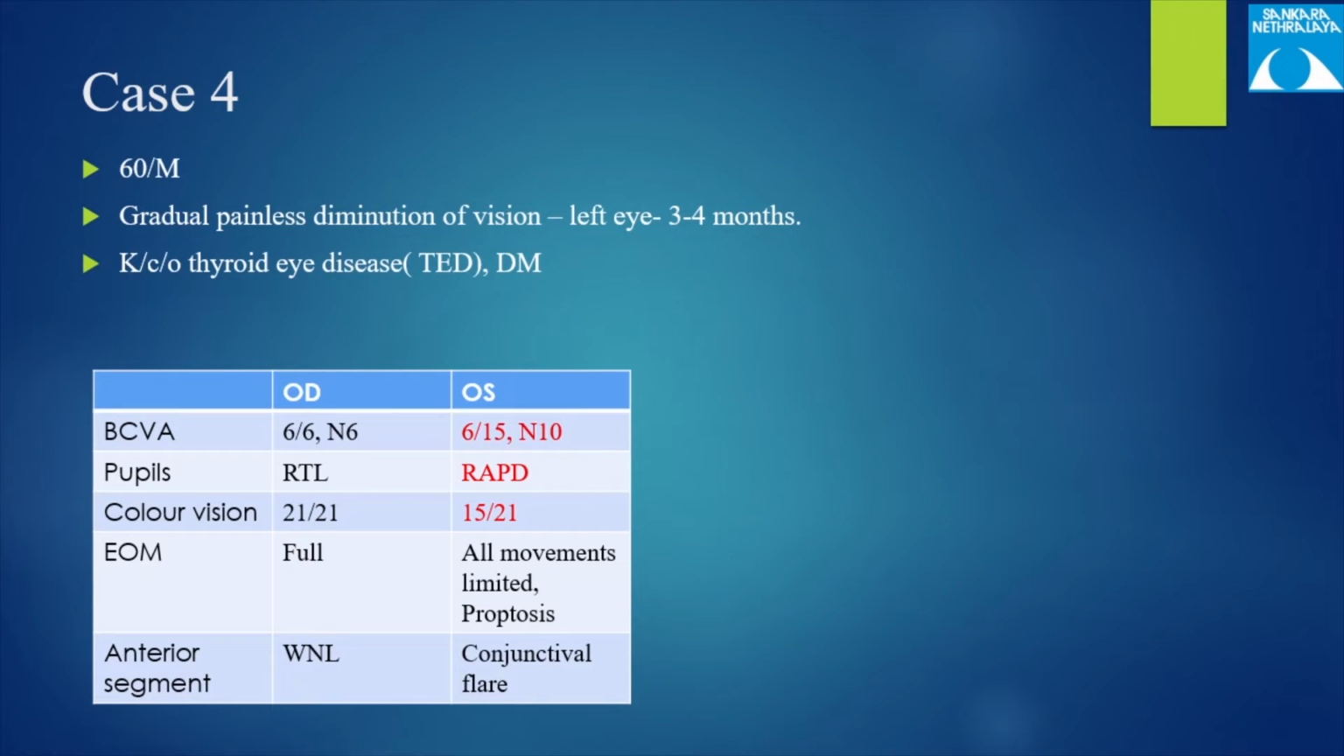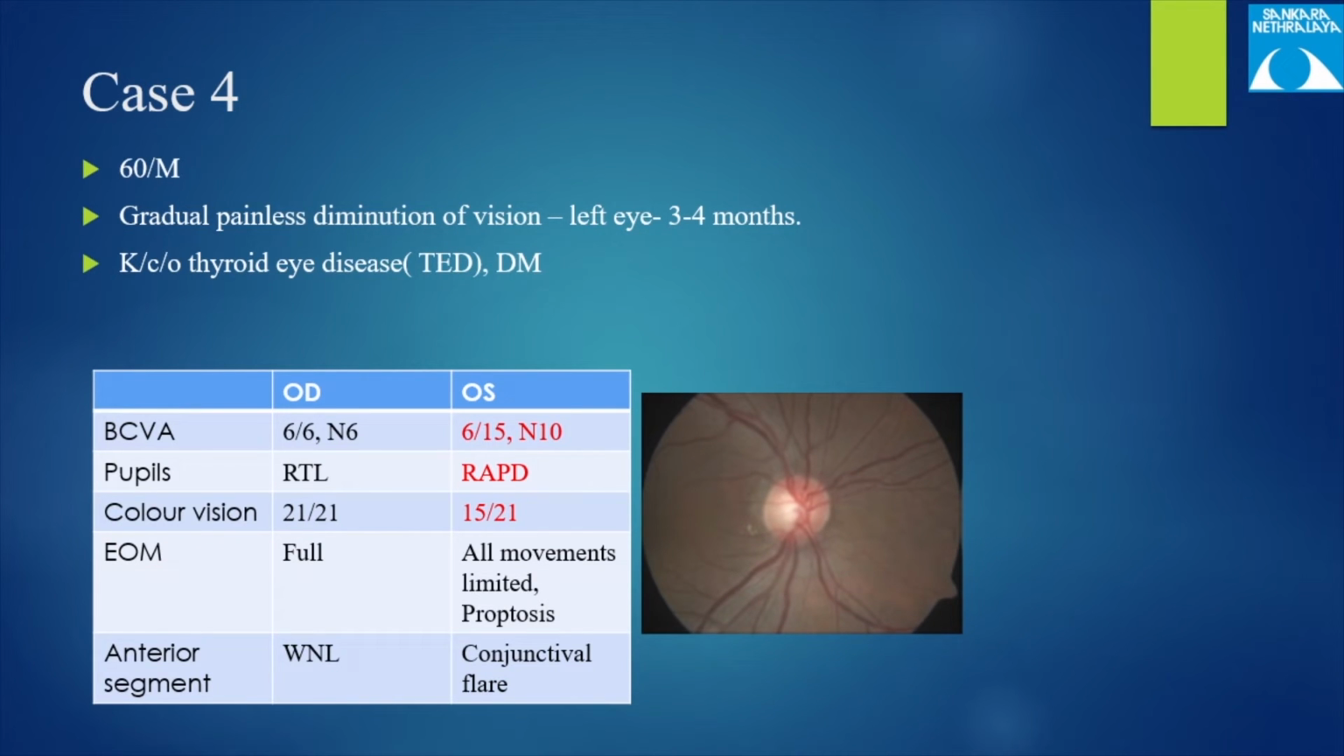The next case, a 60-year-old male, presented with gradual painless loss of vision in the left eye since 3 to 4 months. He is a known case of thyroid eye disease and is also diabetic. Okay, left eye, as you'll see, vision is less, RAPD is present, color vision was defective. He had no ophthalmoplegia because of his thyroid eye condition. The right eye is normal.